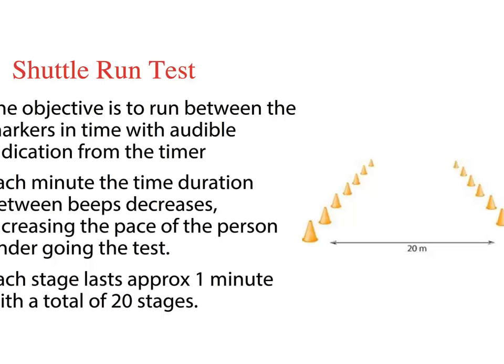There are also ways to measure physical fitness when out in the community or school setting. You obviously can't do a VO2 max on all schools' children. Probably the most common is the shuttle run test. And you may have done this when you were in high school or in middle school. Basically, you set up a series of cones, and the objective is to run between the markers in time. And there's an audible indication, whether it be a bell or a ting or some sort of timer.